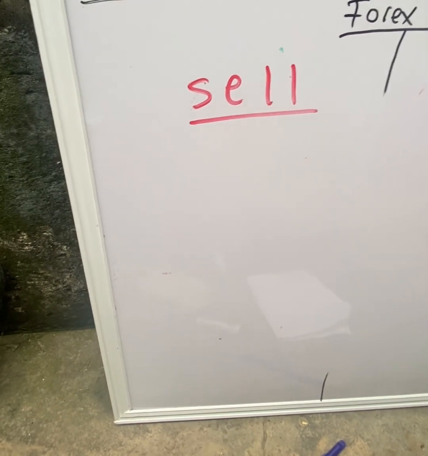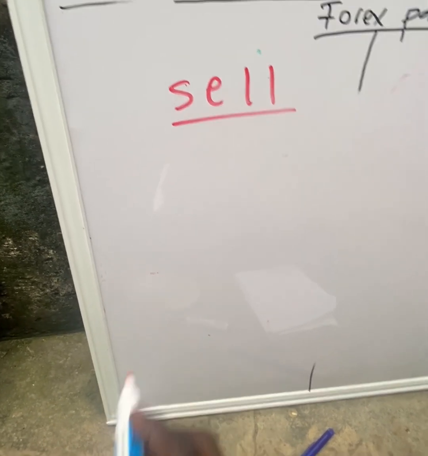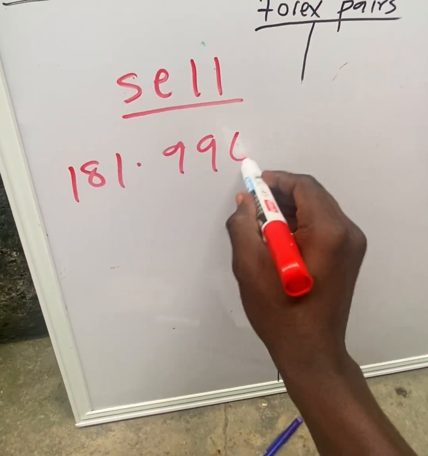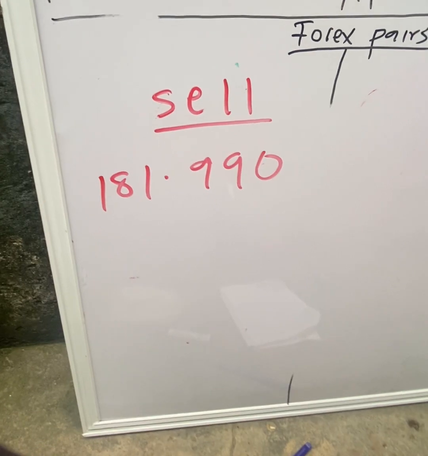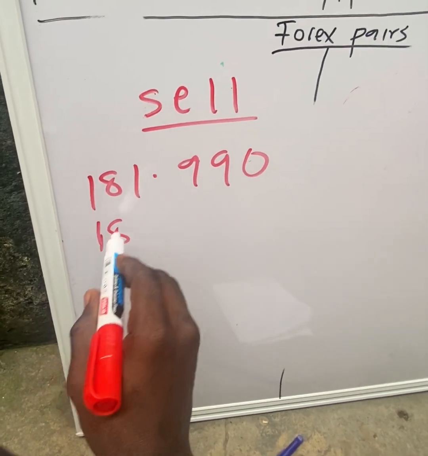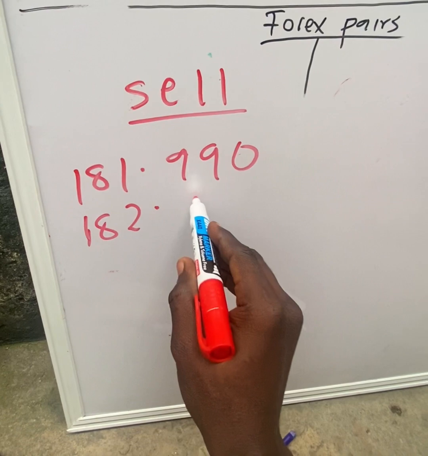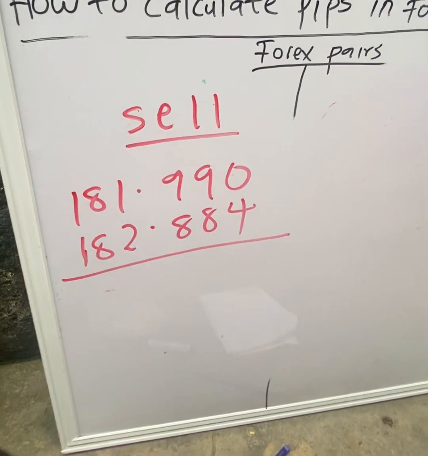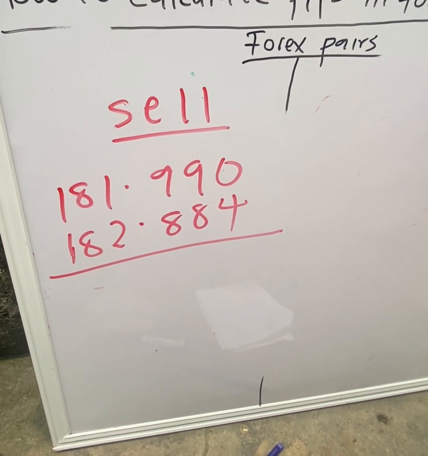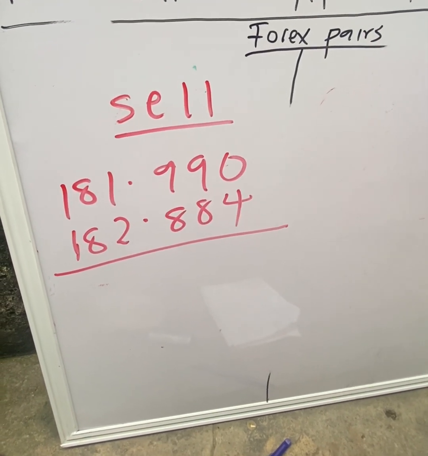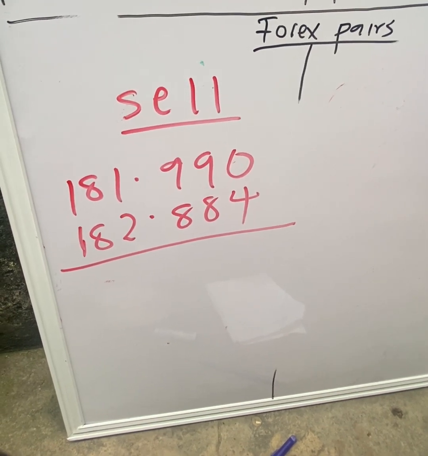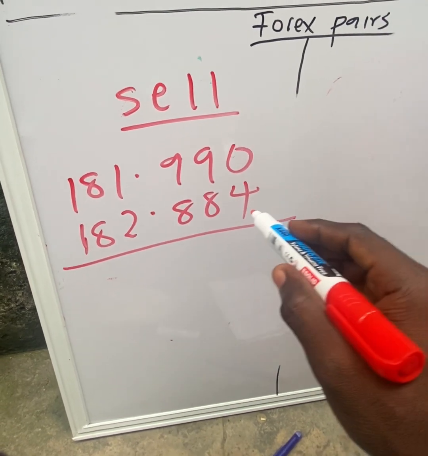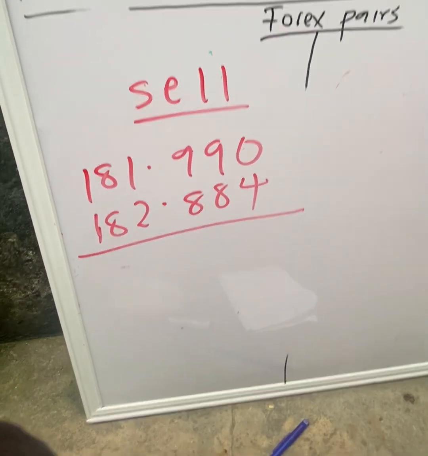In terms of a sell trade, we have the current market price of GBPJPY as 181.990, and we have the stop loss price as 182.884. So we are selling. If you are selling, we need to subtract the current market price from the stop loss. This is the stop loss.